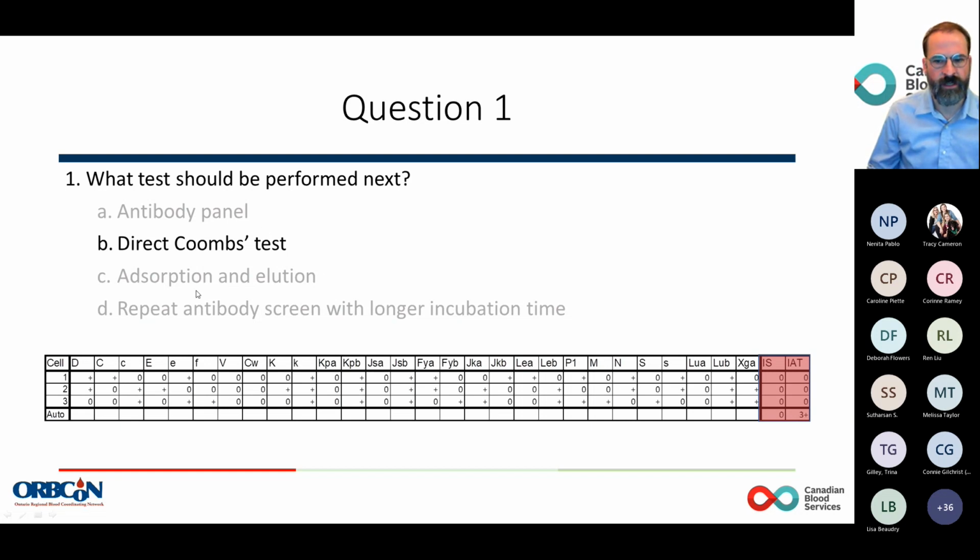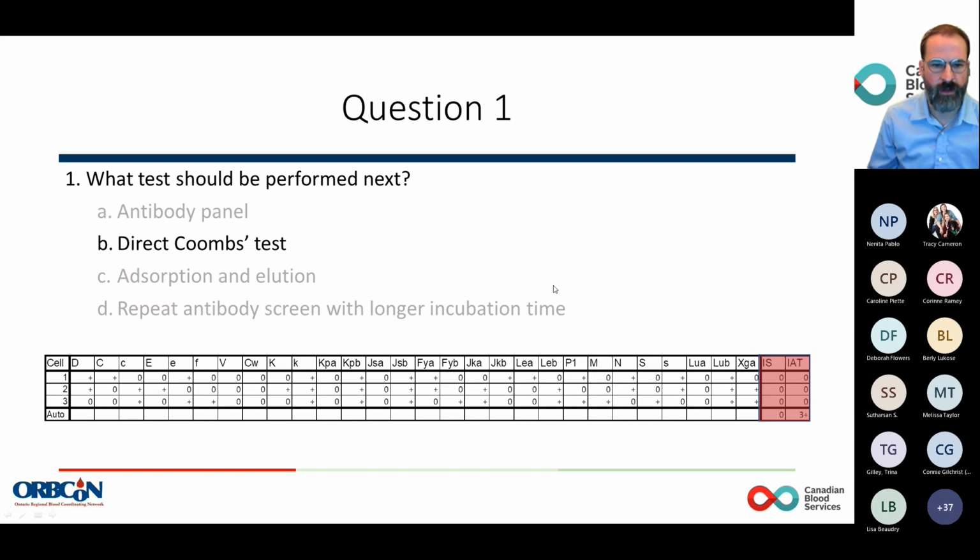The absorption and elution would be a reasonable test to do, but we haven't demonstrated that there's actually any antibody coating the RBCs yet. So until we do a direct Coombs test and know that the direct Coombs test is positive, the absorption and elution wouldn't be the right immediate next step. We'd want to confirm that there is actually antibody coating the red blood cells before we go ahead and do the absorption elution.